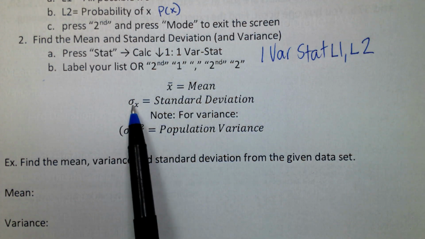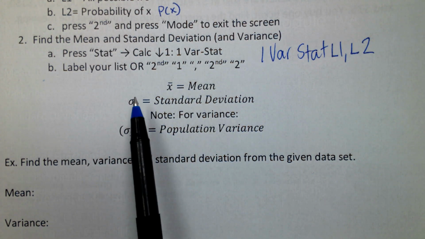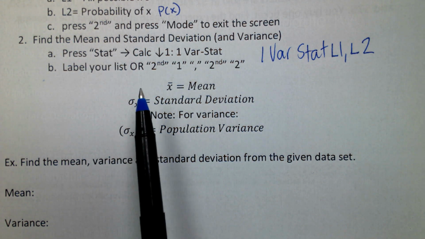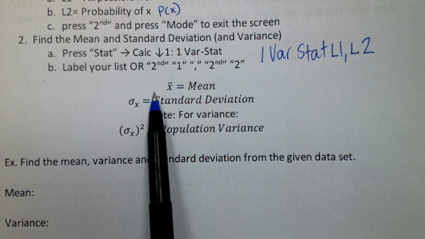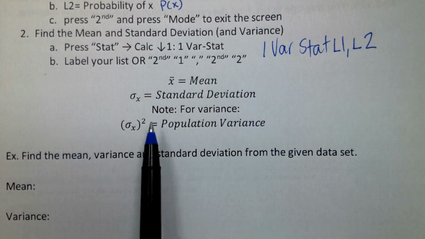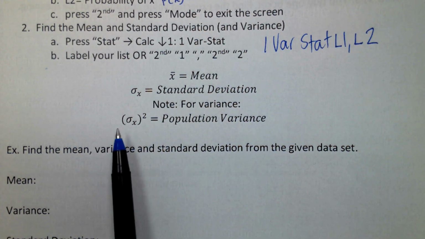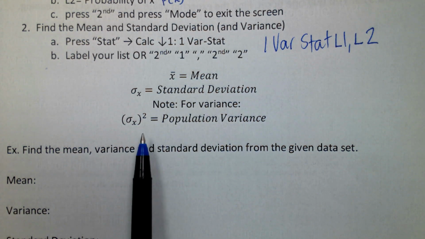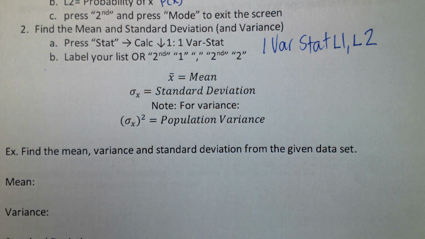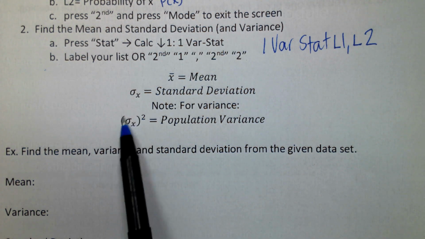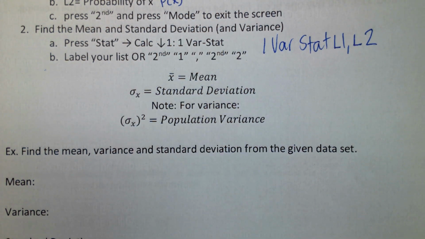But for me, standard deviation. So notice our symbols are population. So we only deal with population when we are working in chapter 4. Only population information. And then for variance, we want to square that standard deviation. And if you remember how to square your standard deviation in the Var Stats part, you can do that, but we're just going to square our standard deviation to get variance.